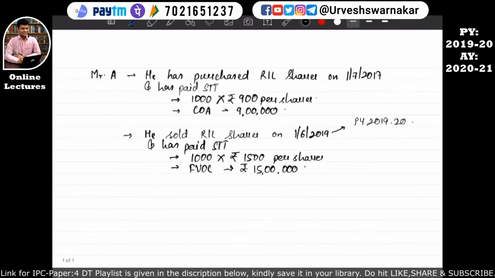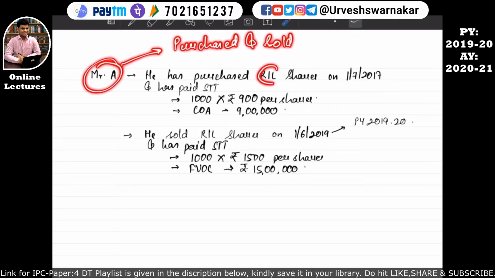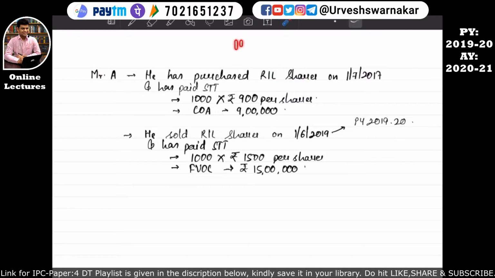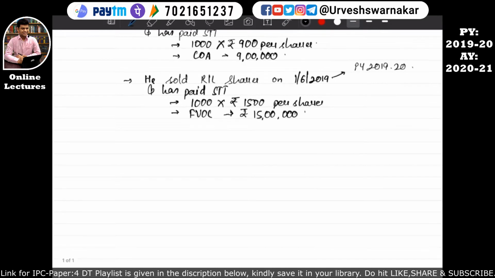Over here the question says that the assessee Mr. A has purchased Reliance Industries Limited shares and has paid STT at the time of purchase as well as at the time of sale. That means this assessee has purchased and sold these shares on a recognized stock exchange. I hope this is quite clear to you all. So section 112A will be applicable over here.